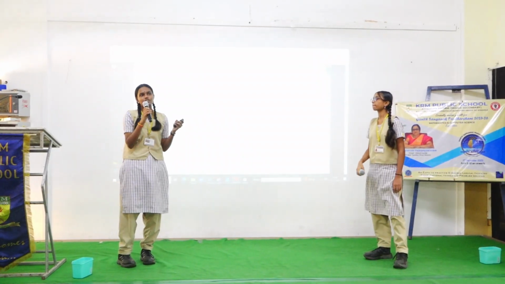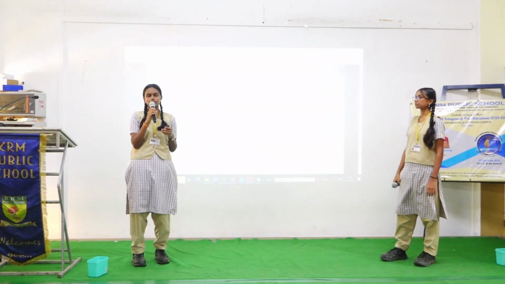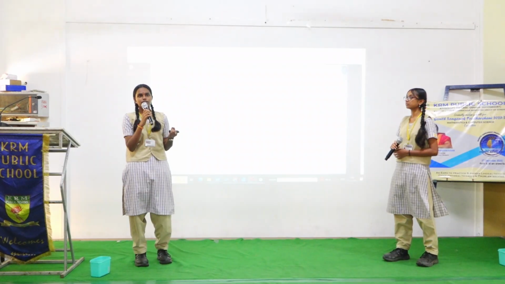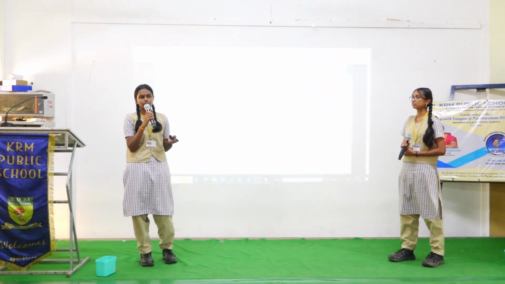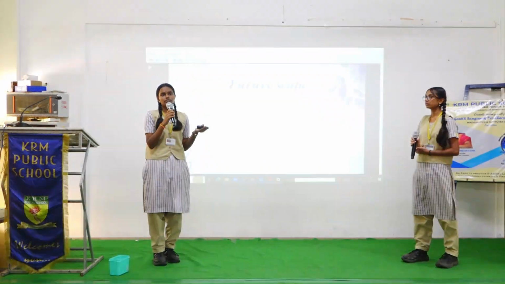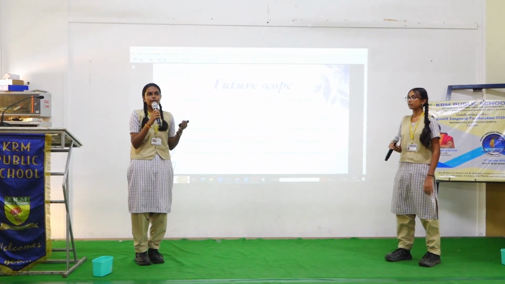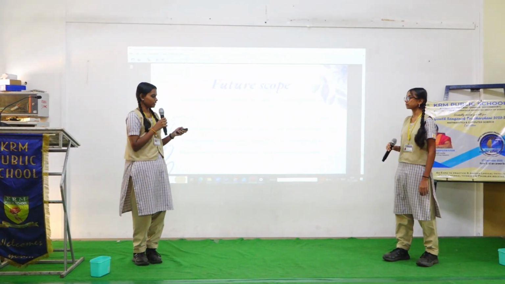Future scope. Bayesian reasoning will be a foundational tool in data science, machine learning and decision making. Its integration with AI and data science will make it relevant and impactful in the future.